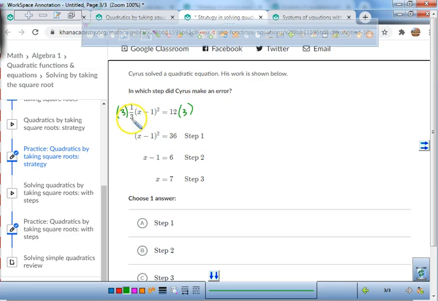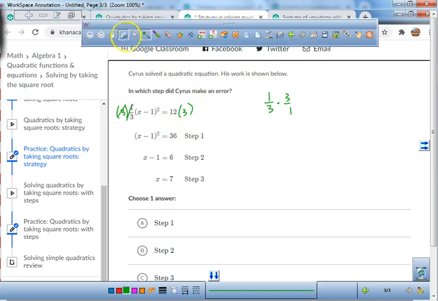So if you have a third, for students who are like, what the heck did you just do? If you have a third right here, what's the reciprocal of 1 over 3? The reciprocal is what? 3 over 1. That's why I multiplied both sides by 3. So what happens? These cancel out, and 12 times 3 is 36. All right? Now, ooh, I think I know where Cyrus made an error, and it wasn't just his name. All right.